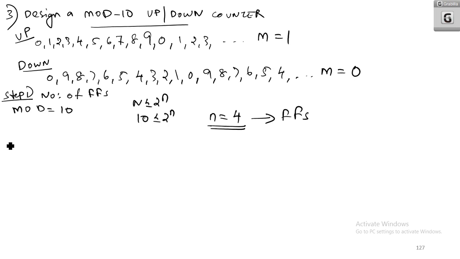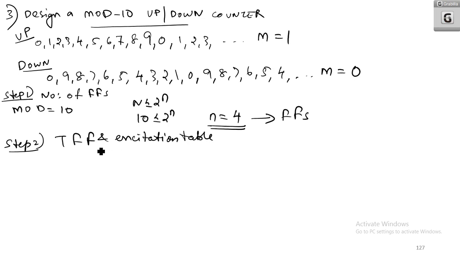Now coming into step 2. Step 2 is you should select which flip-flop you need to work on. The easiest one is the T flip-flop. So I am going with the T flip-flop and its excitation table.